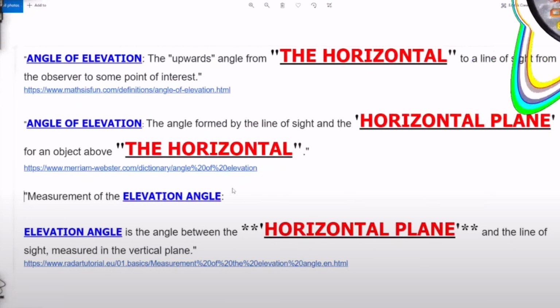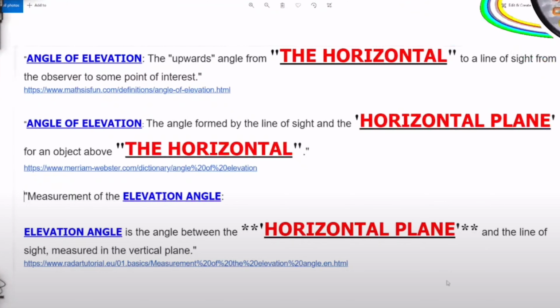From radartutorial.edu, measurement of elevation angle: elevation angle is the angle between the horizontal plane and a line of sight measured in the vertical plane. So you need a horizontal plane, both of them. You can't get around this. You could try to change the definition of horizontal, but you can't do it.